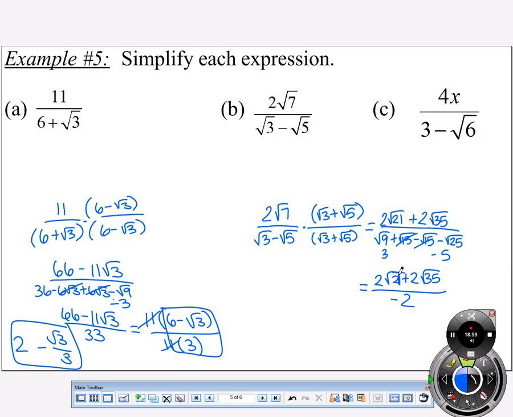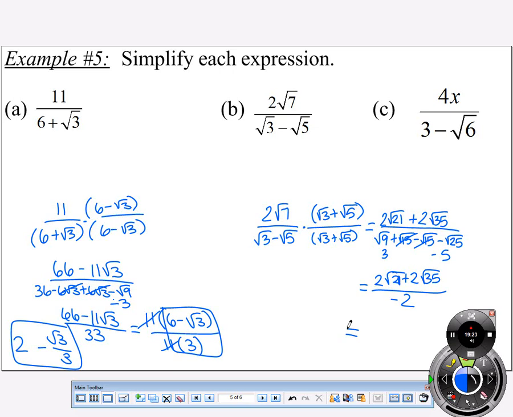21 breaks down to 3 times 7, but nothing with a perfect square. 35 breaks down to 5 times 7, but nothing with a perfect square. So the numerator is what it is. It's 2 terms, okay, with different irrational parts of them because of the radicals. Yes. Yeah. So since the radicals don't simplify, I can't combine anything in the numerator.